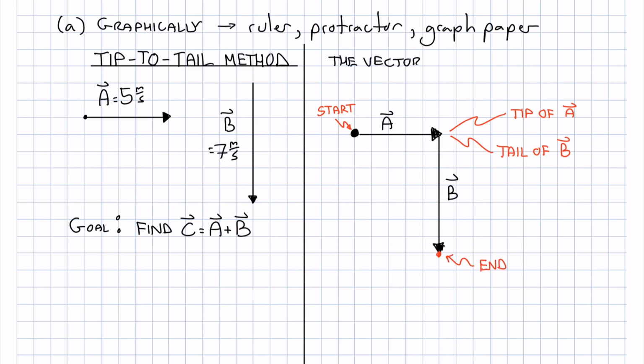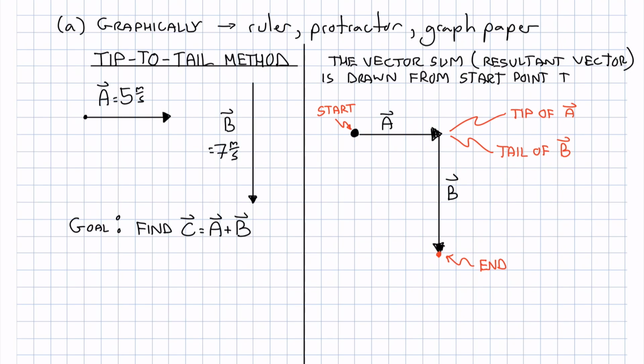We know that the sum of vectors is also a vector, in this case it'll be c. We sometimes call that the resultant vector, or the vector sum. To get this, what you need to do is draw an arrow from your start point to your end point. This will be your resultant vector. I'll draw it here in blue so you can see it.